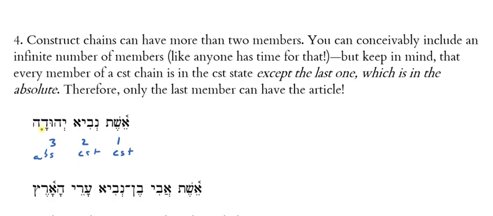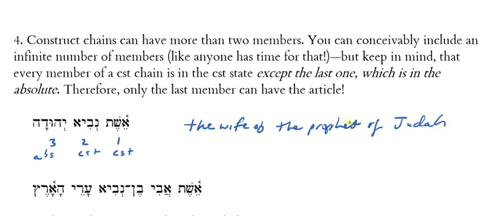So notice that I cannot put an article on any of the construct forms. So not on Eshet, not on Navi, and since Yehuda is a proper noun, there's no article there either, but it is a proper noun. It's therefore definite. So how am I going to translate this? It's the wife of the prophet of, and then I have my absolute noun, Judah. So you see how that works. The wife of, the prophet of Judah.